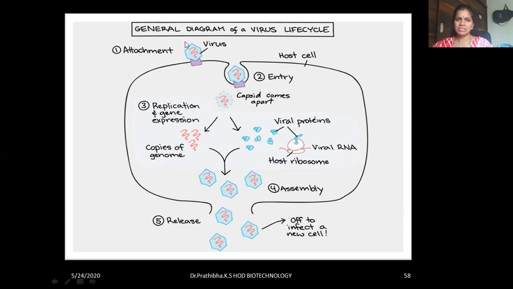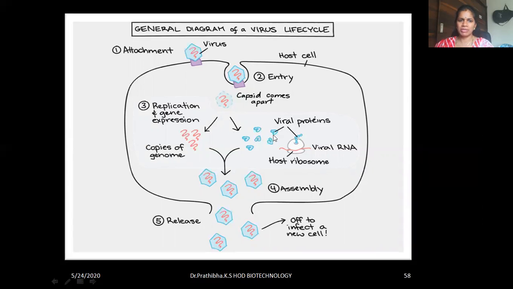Viruses always infect the host cell through the receptors, right? You can see the host cell receptors. First, attachment of the virus can be seen, then entry of the virus can be seen. The virus always injects its DNA into the host. The capsid comes apart, right? Then the third step, replication and gene expression.